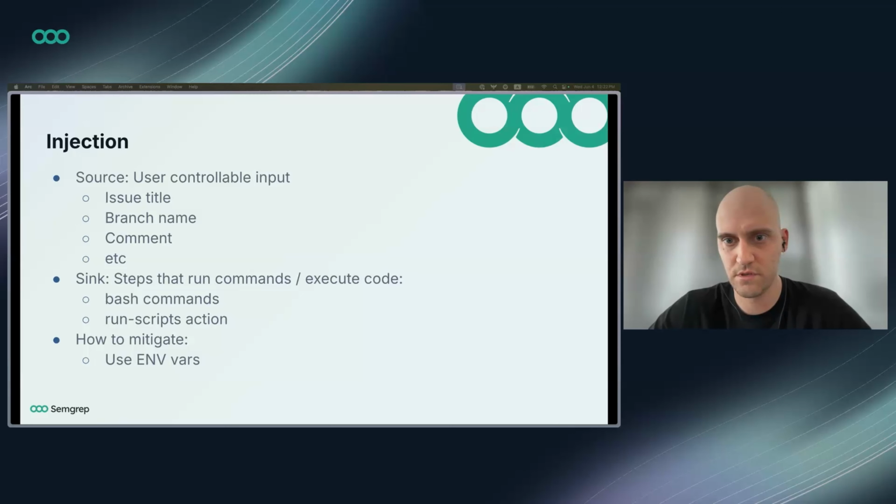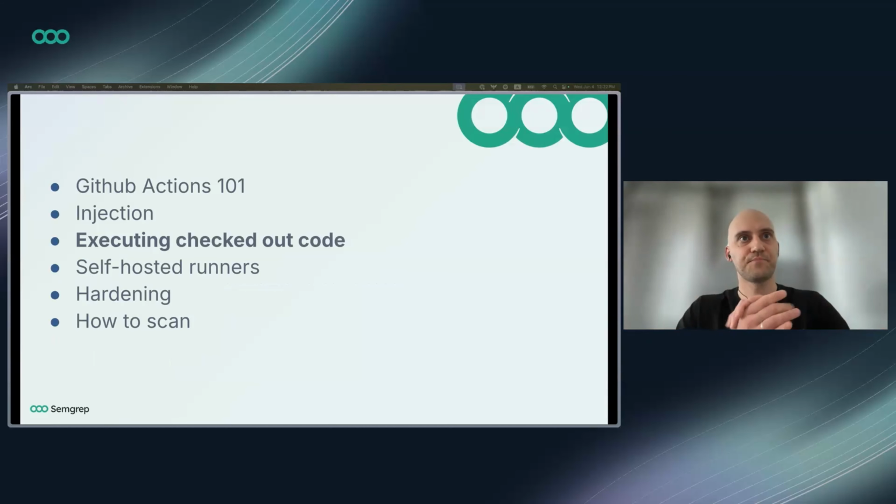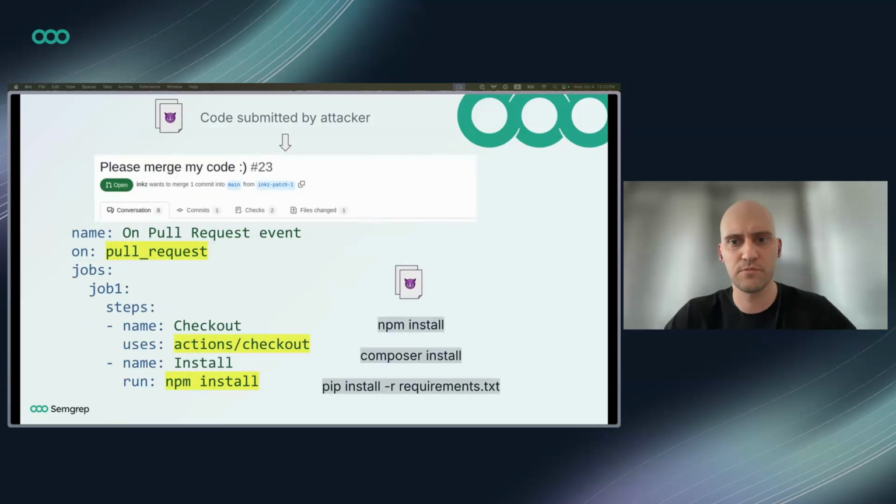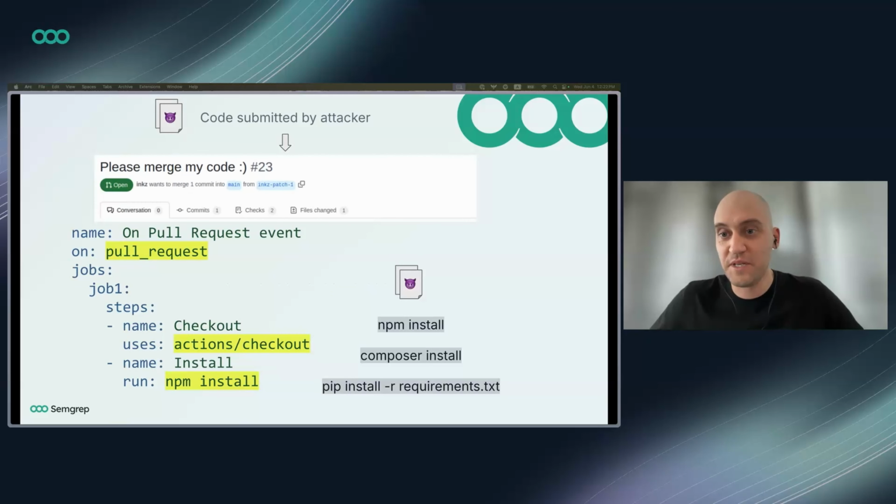Okay, if you have other questions, feel free to put them in the chat. I will return to them after the next chapter. So the next vulnerability is what I call executing checked out code. Maybe there is a better name for it. I don't know. Anyway, what is going on here?